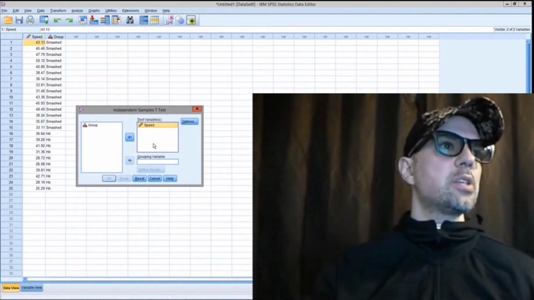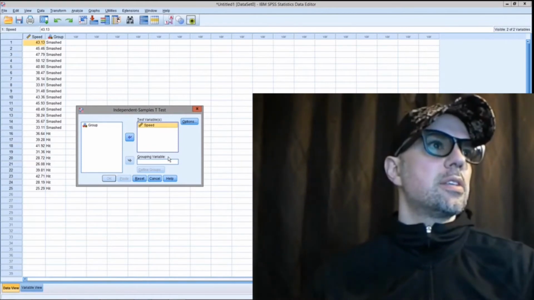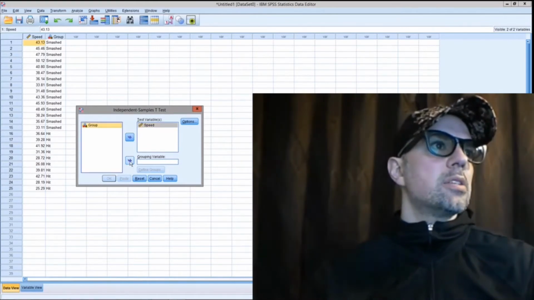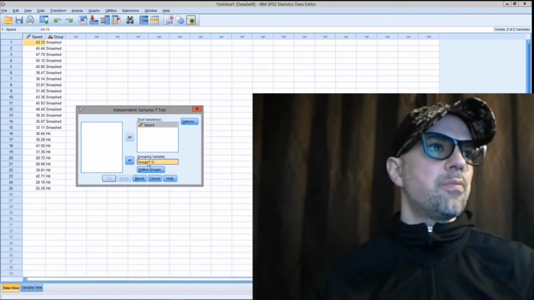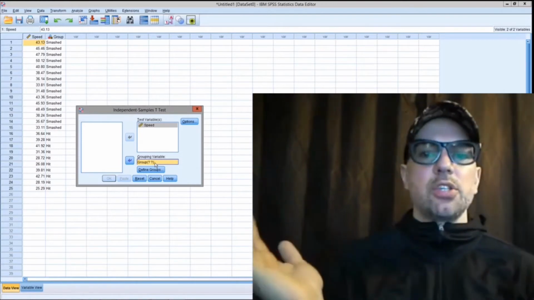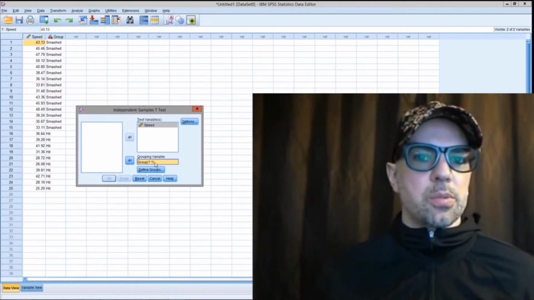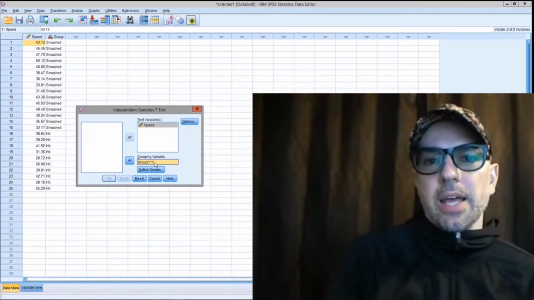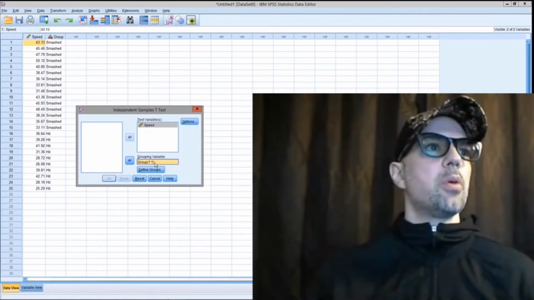All right, so the next one down here we need is the grouping variable. Not surprisingly, this is where we have group. So we're going to put this in here, and notice that as soon as we do, SPSS says, all right, you're calling this thing group. I got two questions, right? Two question marks. I got two questions. What are the names of the groups? It's an independent samples t-test, so I know there's two groups. That's why there's two question marks. But what are their names?